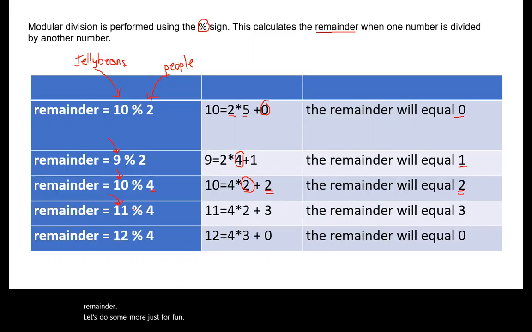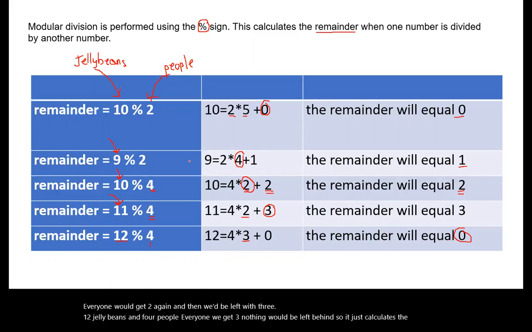11 jelly beans and 4 people. Everyone would get 2 again, and we'd be left with 3. 12 jelly beans and 4 people. Everyone would get 3. Nothing would be left behind. So it just calculates a remainder.